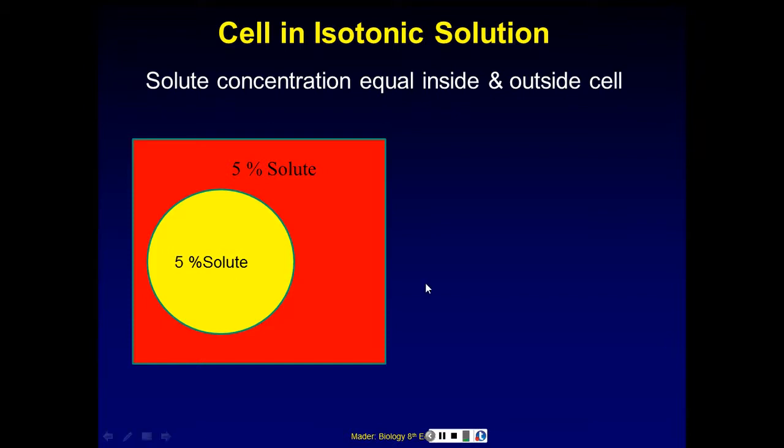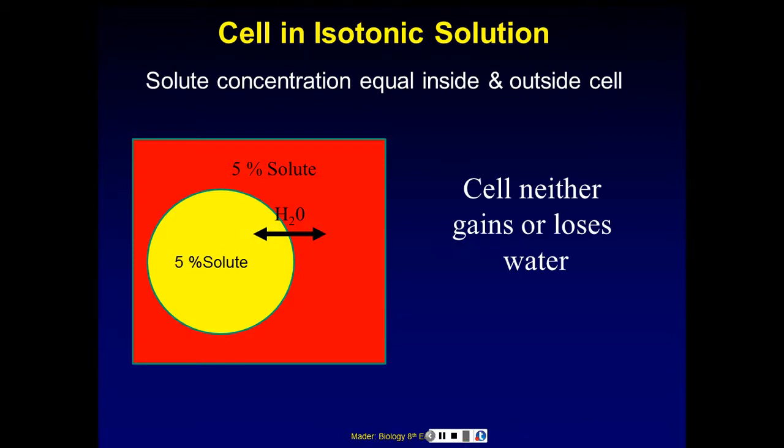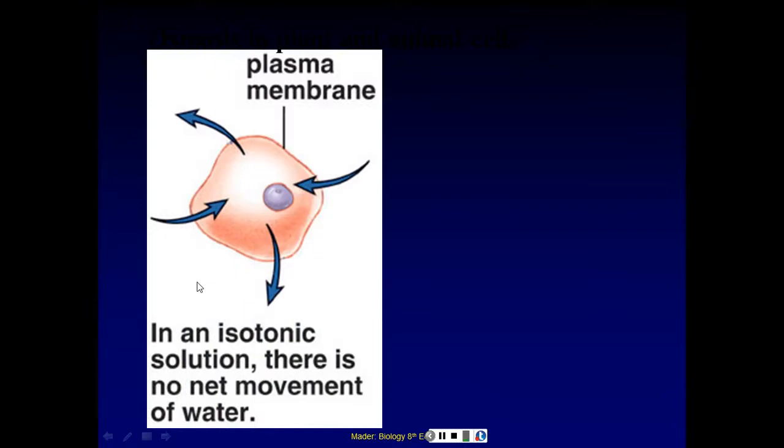What's going to happen here? Water's going to go in and out. Molecules are in random motion. They're colliding. Their molecules are moving. But what is important is there is no net change in the water concentration on either side. The cell neither loses nor gains water in an isotonic solution. If we're looking at an animal cell, water's going to go in, water's going to go out, but there's really no net change in that cell.